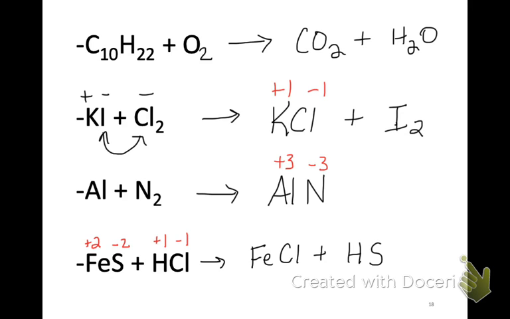Let's go ahead and check our charges so that we can make a neutral compound. Iron is a +2, chlorine is a -1, hydrogen is a +1, and sulfur is a -2. When I crisscross my charges, I have FeCl2 plus H2S. Again, at this point, you'd want to make sure that all of your equations are balanced.